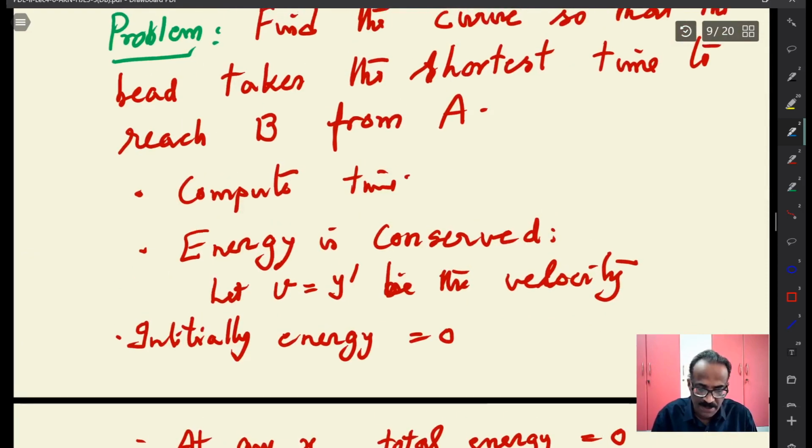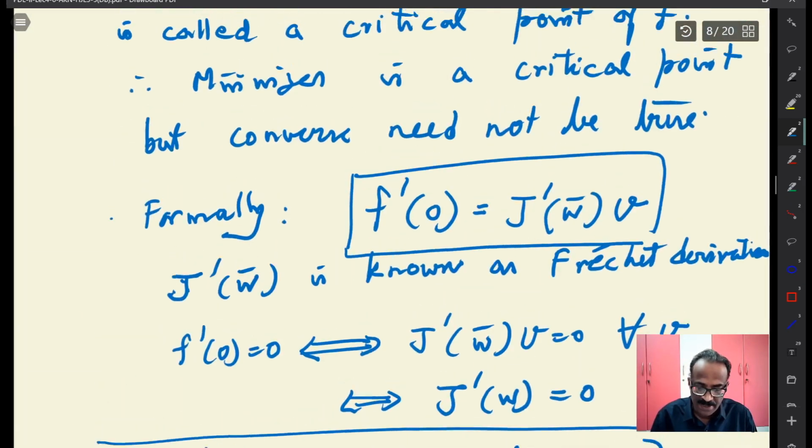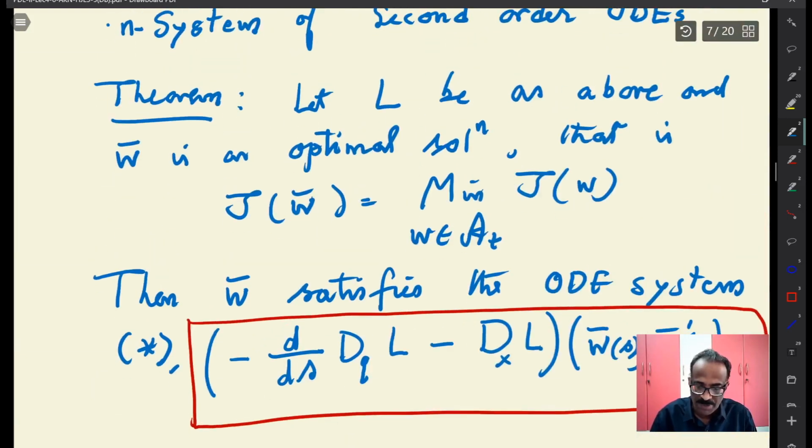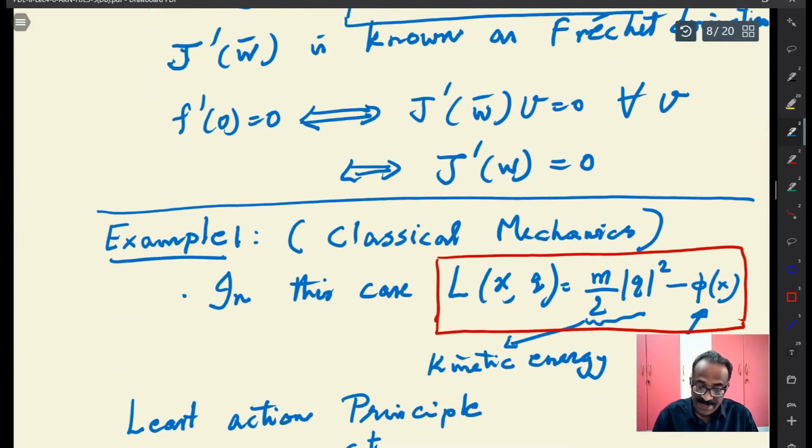Yesterday we had a general minimization problem. If W bar is an optimal solution, so you have a functional J of W given by a Lagrangian L, and W bar is the optimal or minimal solution, then W bar satisfies a system of n second order ODEs, what are called the Euler-Lagrange equations, which is a system of n equations. Then we gave specifically three examples.